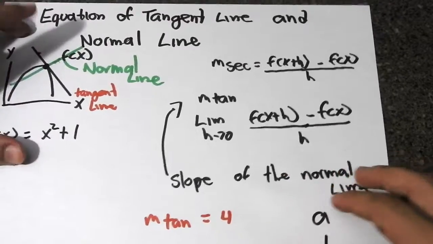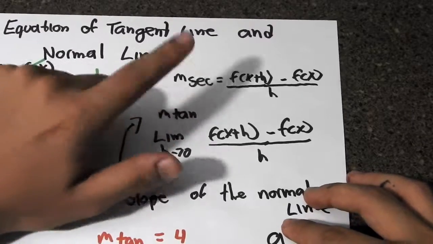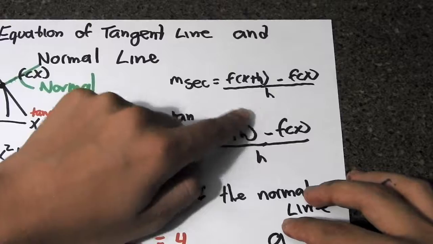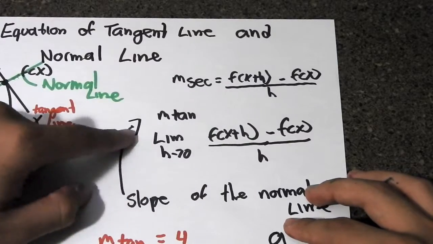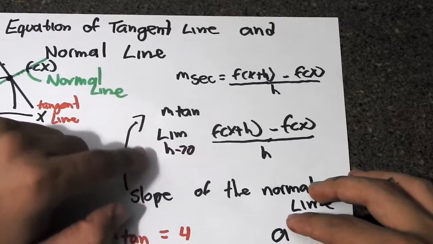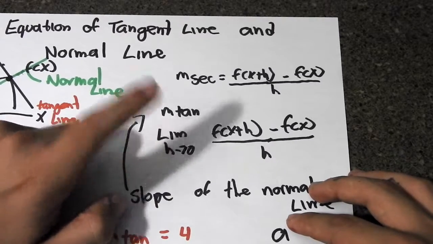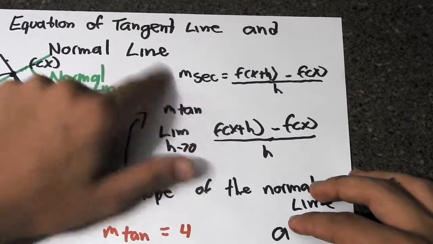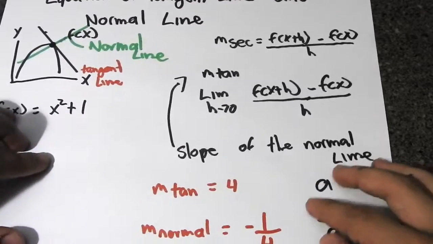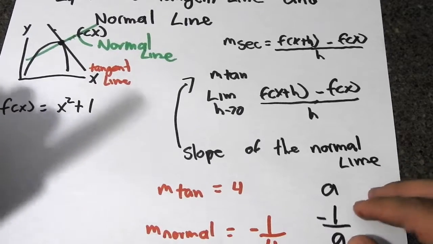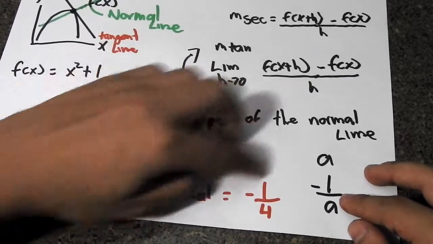And just to refresh your memory, we know that the slope of the secant line is going to be f of x plus h minus f of x over h. And to get the slope of the tangent line, we're gonna take the limit when h tends to 0 of the slope of the secant line, and to get the slope of the normal line, we have an example here.